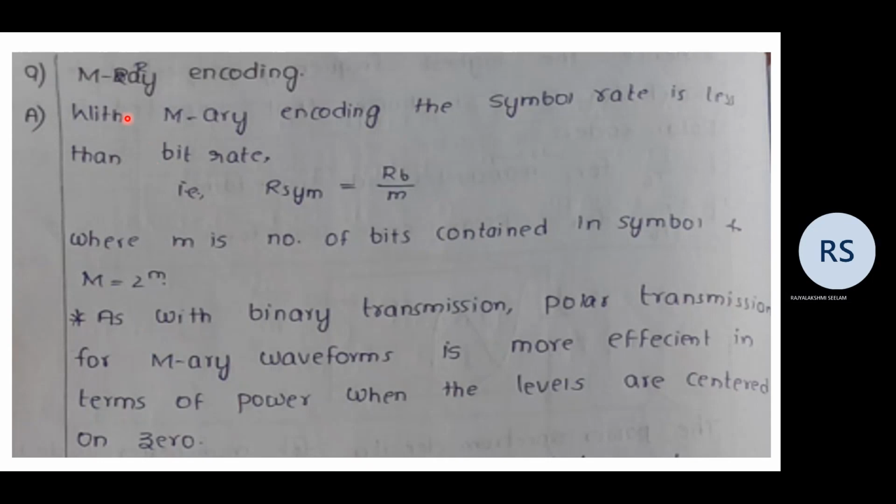Next one, M-array encoding. With M-array encoding, symbol rate is less than bit rate. That means symbol rate R symbol equals bit rate divided by n, where n is the number of bits contained in a symbol, and capital M equals 2 power n. As with binary transmission, polar transmission for M-array waveforms is more efficient in terms of power when the levels are centered on 0.